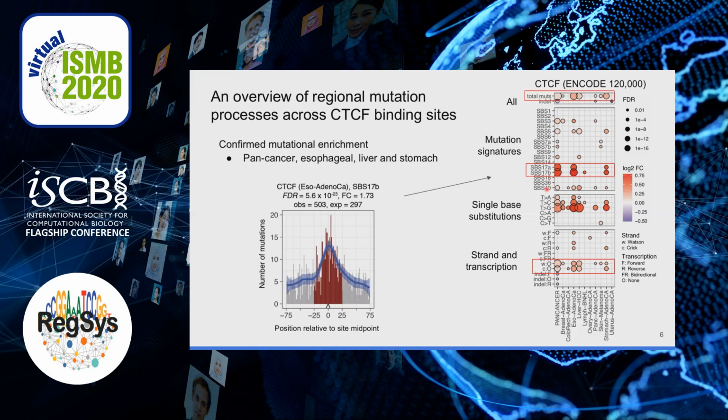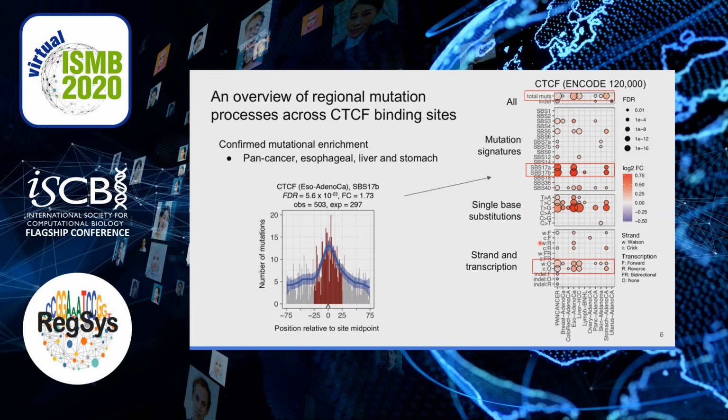And so 17A and 17B are of largely unknown etiology. However, some recent reports have connected them to oxidative damage. 17A is driven by T to C single base substitutions, whereas 17B is driven by T to G single base substitutions, both of which were captured here in that third panel.